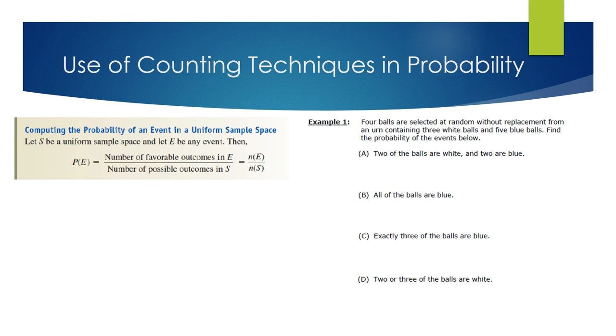and divide it by the number of all possible outcomes. So as an example, here they give us 4 balls are selected at random without replacement from an urn containing 3 white balls and 5 blue balls. Find the probability of the events below. So we're looking for the probability that 2 of the balls are white and 2 are blue. All the balls are blue. Exactly 3 of the balls are blue. And lastly, that 2 or 3 of the balls are white. So take a moment or two, answer the question, and then we will go over it.